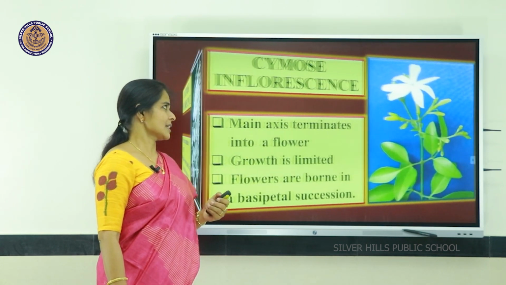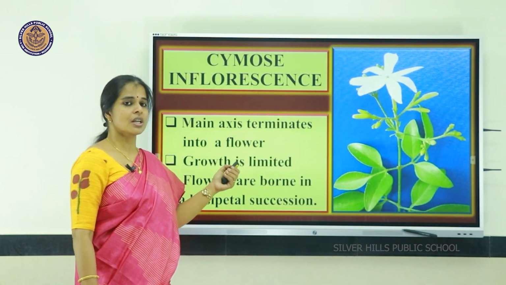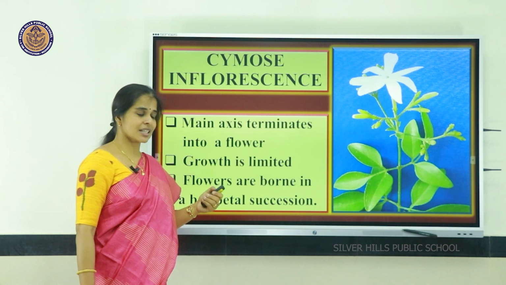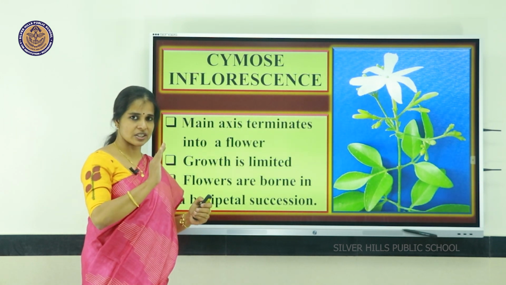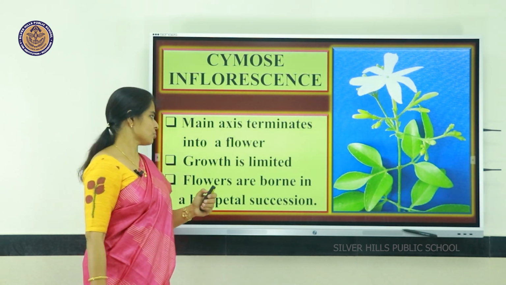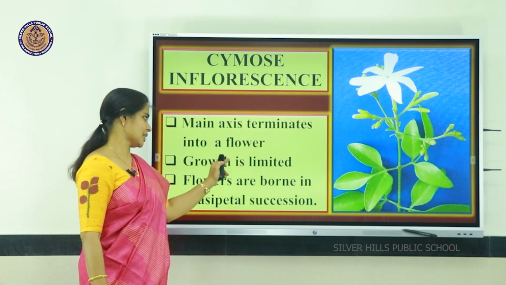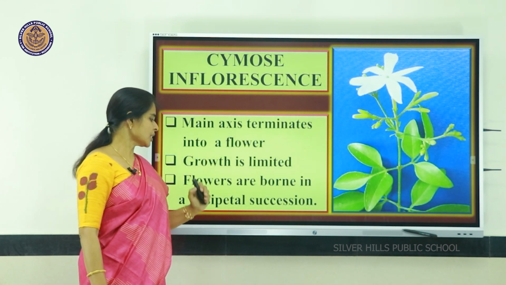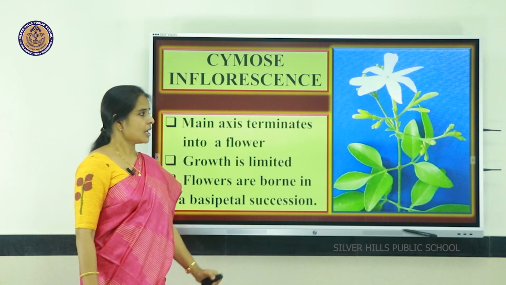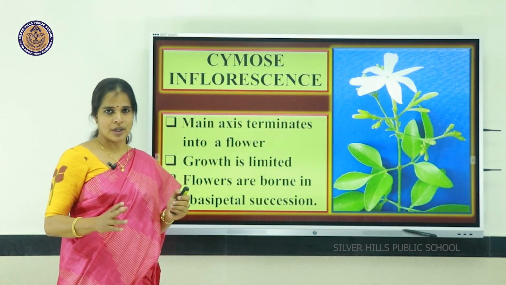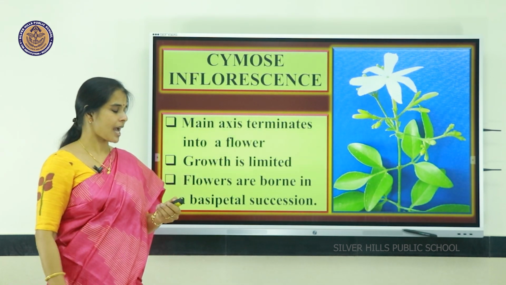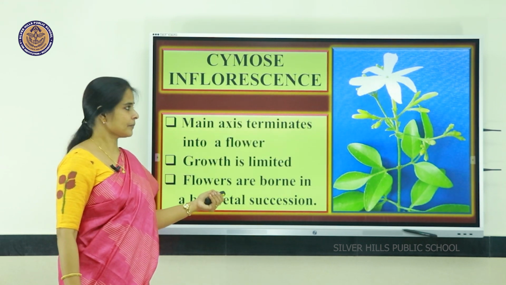One more type is cymose inflorescence, in which the main axis terminates into a flower. The main axis is not growing further, as it is ending in a flower, so the growth is limited. Flowers are borne in a basipetal succession. So, thus inflorescence is of two types, racemose and cymose.